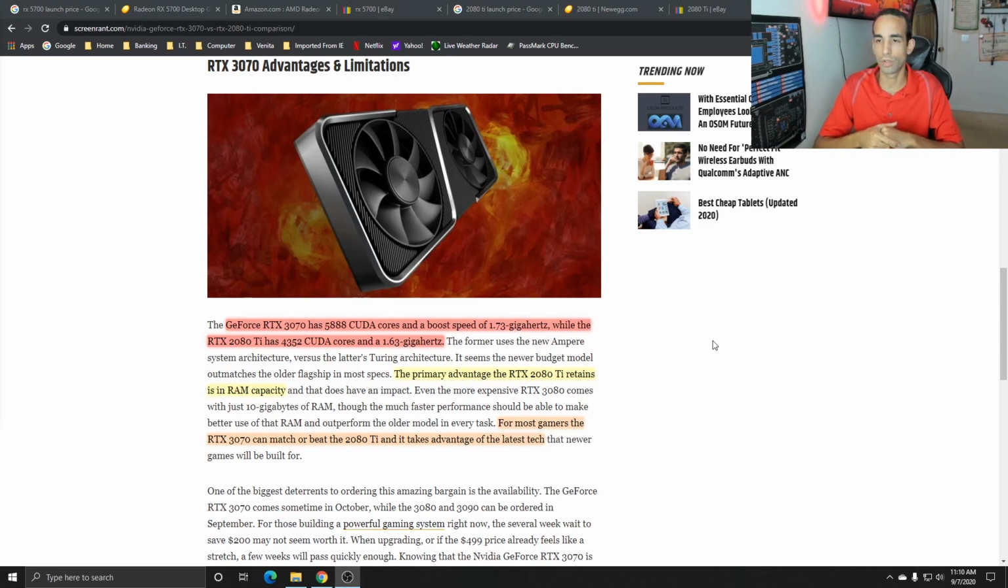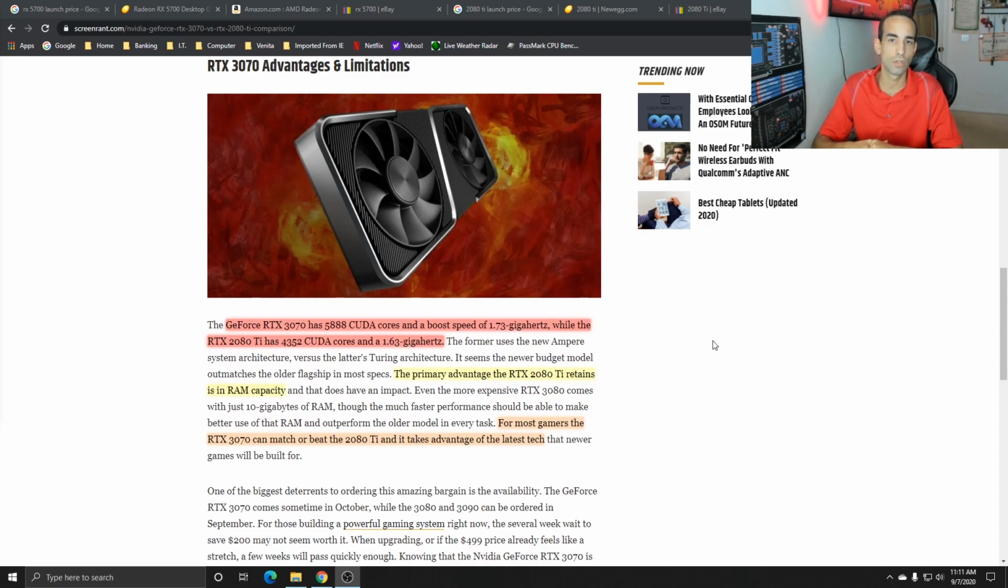Just going over real quick, the GeForce RTX 3070 has 5888 CUDA cores and a boost speed of 1.73 gigahertz, and I'm sure with some fine tuning, depending on the cooling and the environment, you may be able to get that a little bit higher. Because we know that the RTX 2080 Ti has 4352 CUDA cores and sits about 1.63 gigahertz, and people were able to get much higher than that, in some cases hitting 2 gigahertz. So the performance is there for the 3070.